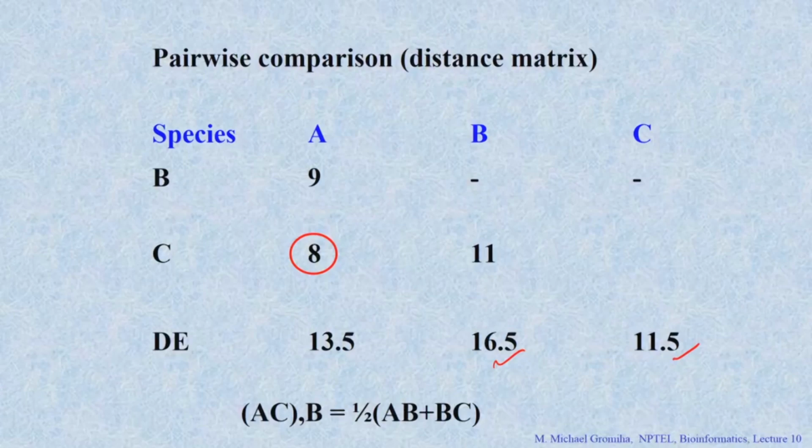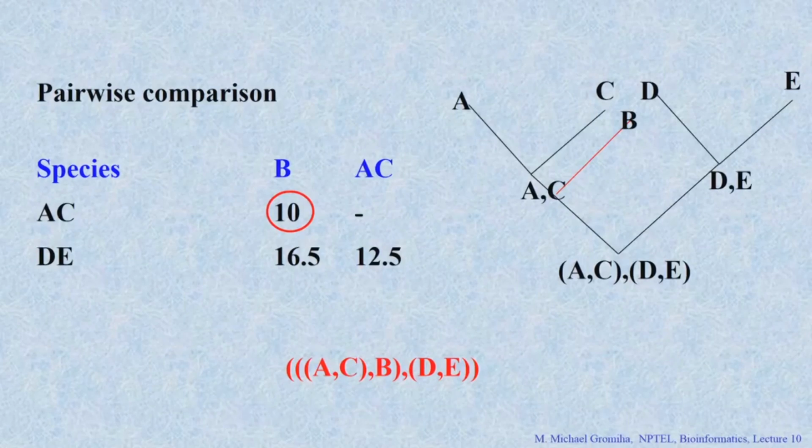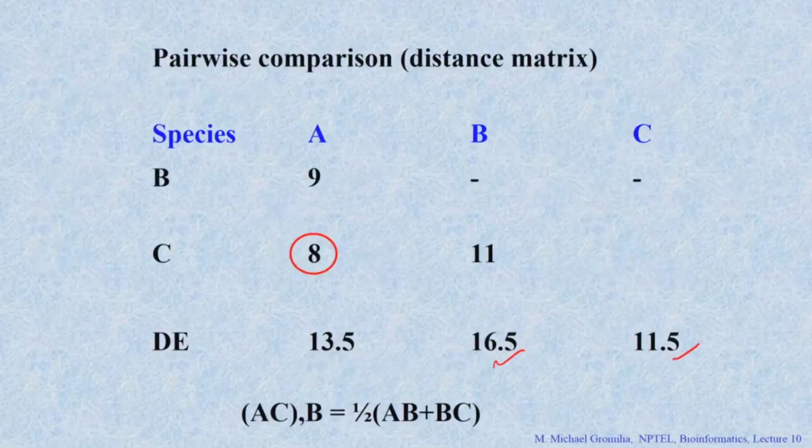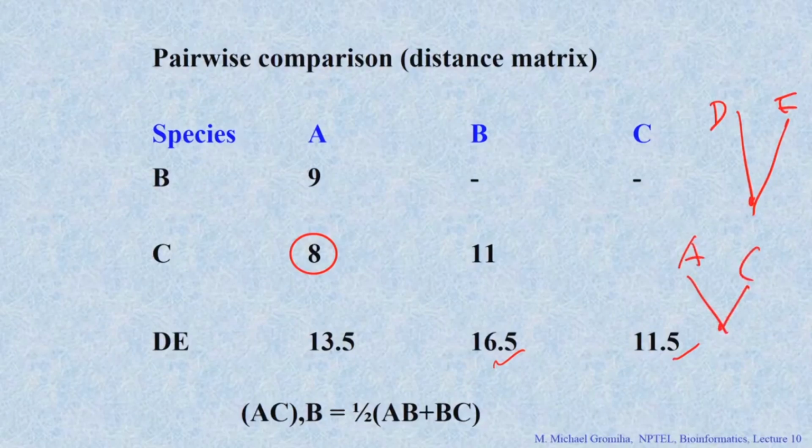From this matrix, which one is the lowest number? We have the numbers 9, 8, 11, 13.5, 16.5 and 11.5. From this, 8 is the lowest. So, what do we infer from this? A and C are close to each other. Earlier we did D and E; now, from here we can see A and C are close to each other.